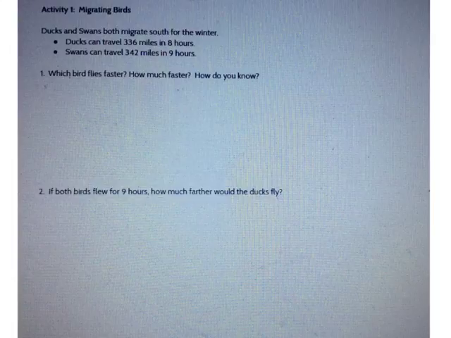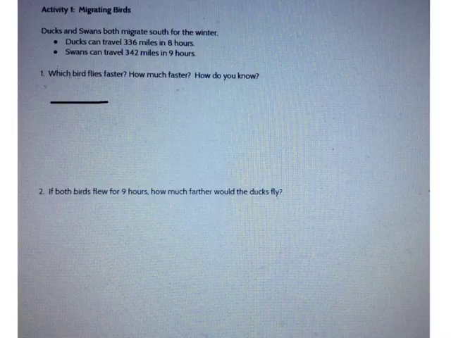Now let's look at our first activity, migrating birds. Ducks and swans both migrate south for the winter. Ducks can travel 336 miles in 8 hours. Swans can travel 342 miles in 9 hours. Which bird flies faster? How much faster? And how do you know? And if both birds flew for 9 hours, how much farther would the ducks fly? So there are 2 questions we need to answer.